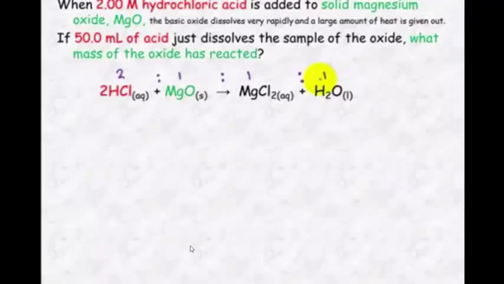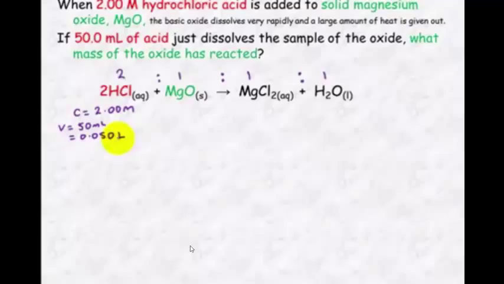Let's look at the information that's given to us in the question now. So I've got 2 molar hydrochloric acid, so C equals 2.00 molar, is added to solid magnesium oxide. That's here. 50 ml of acid, so V equals 50 ml, which equals 0.050 liters. Remember, volume has to be in liters.